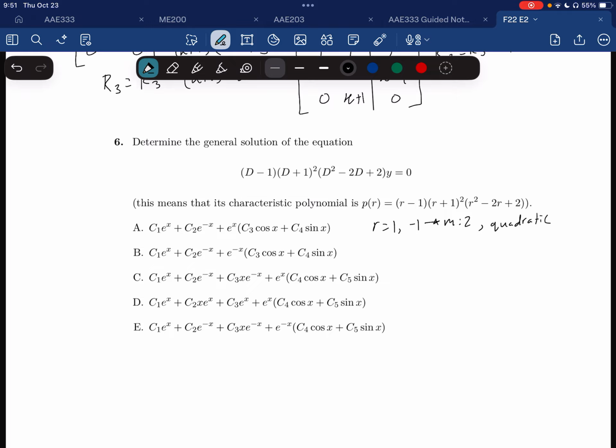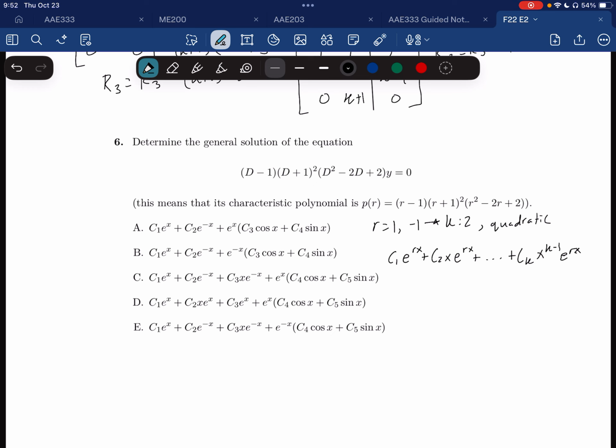I will actually write out the generic form. It's going to take on the form c1 e to the rx plus c2 x e to the rx, plus, you keep going, generic form, ck x to the k minus 1 e to the rx, where k is your multiplicity. In this case, I'll keep this consistent. k is your multiplicity, right?